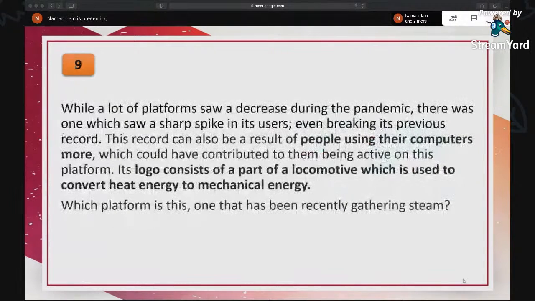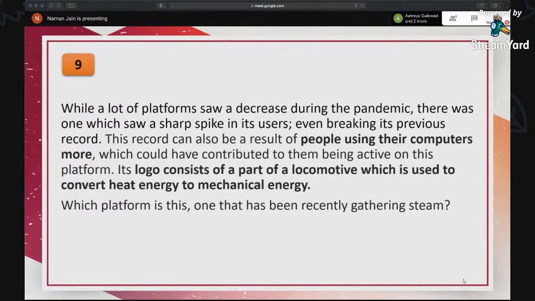Penultimate question of trends. While a lot of platforms saw a decrease during the pandemic, there was one which saw a sharp spike in its users, even breaking its previous record. This record can also be a result of people using their computers more, so something to do with computers, this platform, which could have contributed to them being active on this platform. The logo of this platform consists of a part of a locomotive, which is used to convert heat energy to mechanical energy. So heat energy to mechanical energy, that part of a locomotive is its logo.